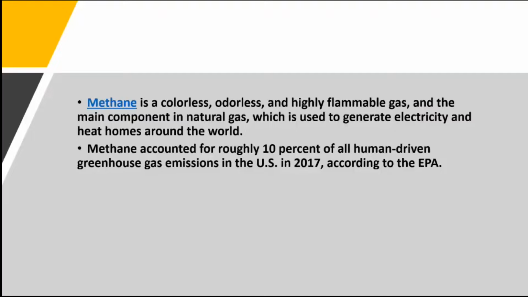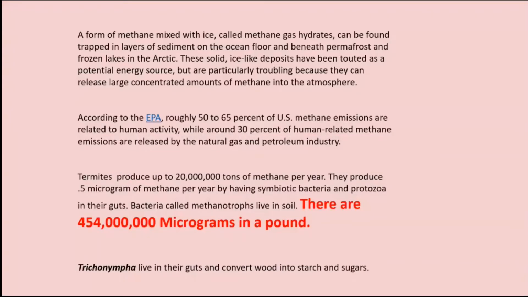Okay, so what I want to do today is talk about cows, but first I want to give you some more information on this. So what kind of physical chemical property does methane have? Methane essentially is a colorless, odorless, and highly flammable gas, and the main component in natural gas, which is what you have to heat your homes and cook with, okay? Now, methane accounted for roughly 10% of all human-driven greenhouse gas emissions in the US in the year 2017, according to the EPA, okay? Now, I just mentioned briefly about methane, but I want to mention a lot more about that in this section here, because this is really important.